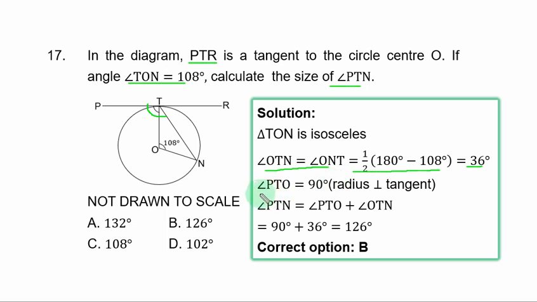Now angle PTO is equal to 90 degrees, radius perpendicular to a tangent, and as such angle PTN is equal to angle PTO plus angle OTN. That is 90 degrees plus 36 degrees, and you have 126 degrees. B is the correct option.